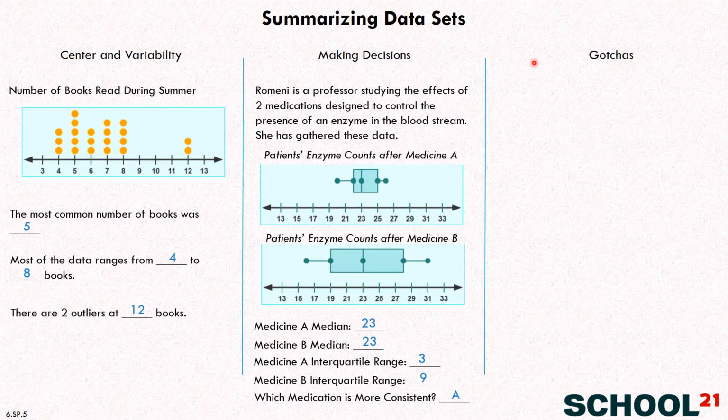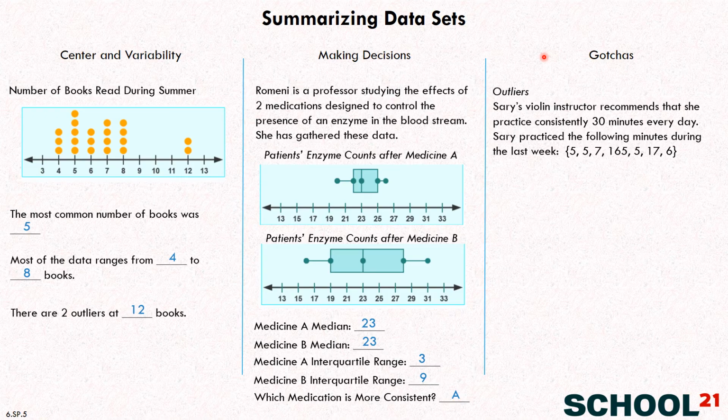Now let's look at just a couple of gotchas that you also want to pay attention to. The first is outliers. Let's look at this example. Sari's violin instructor recommends that she practice consistently 30 minutes every day. Sari practiced the following minutes during the last week. 5 minutes one day, 5 minutes the second day, then 7 minutes. Then she had a marathon practice session of 165 minutes, then 5 minutes, then a 17-minute day, and then 6 minutes. Okay, so let's start to analyze this data.